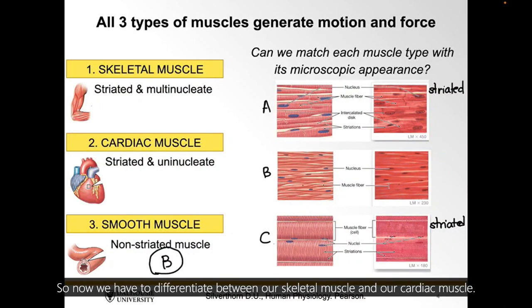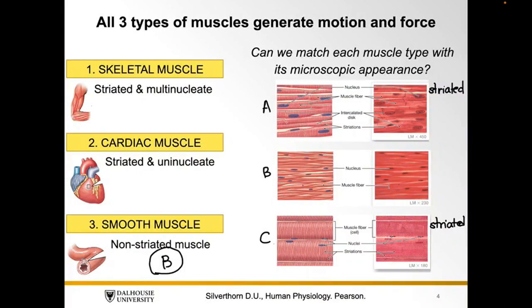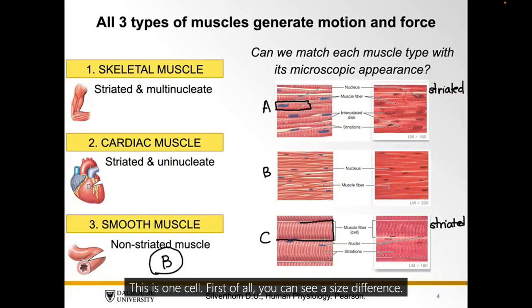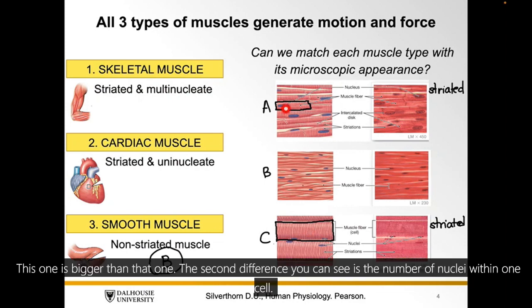So now we have to differentiate between our skeletal muscle and our cardiac muscle. Let's try to look at one cell. So I'm going to highlight one cell here. This is one cell. And here, this is one cell. First of all, you can see a size difference. This one is bigger than that one. The second difference you can see is the number of nuclei within one cell.